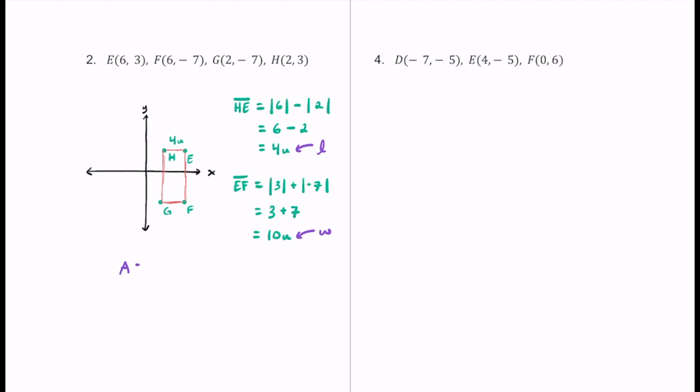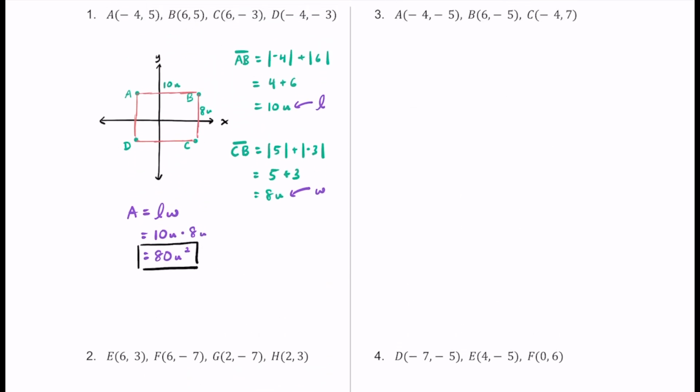Now, if the area formula for rectangles is length times width, then the length here would be 4 units and the width here would be 10 units. And 4 times 10 is going to be 40, and units times units would just be units squared, or square units. So this would be the area of this rectangle.